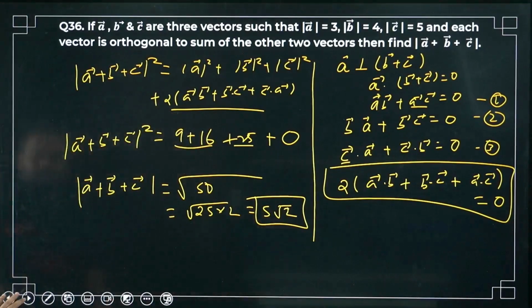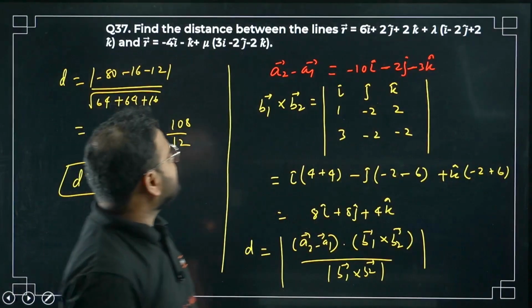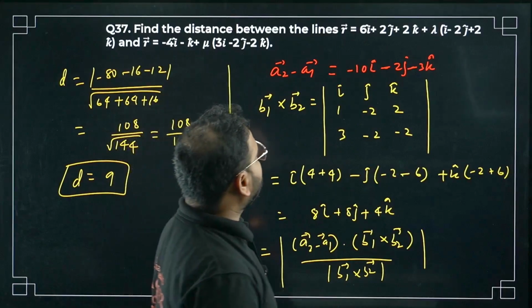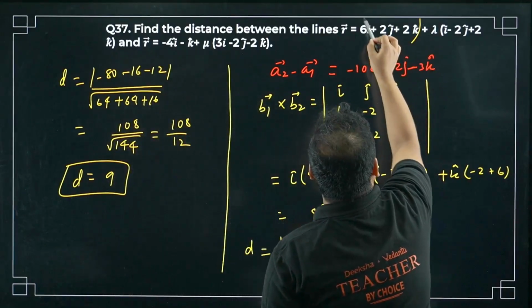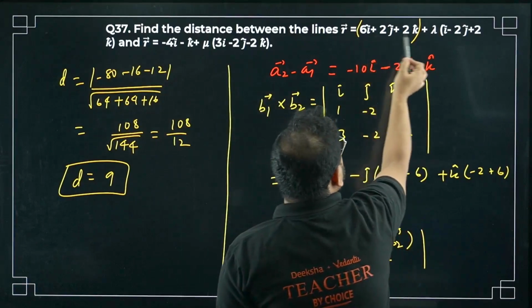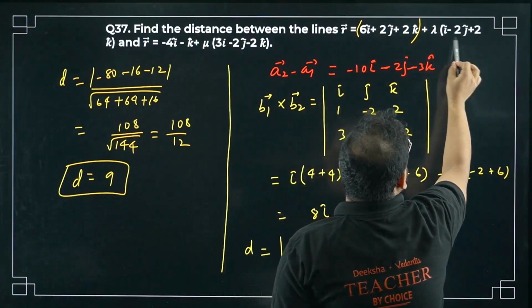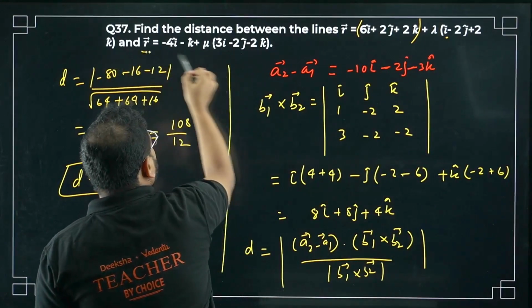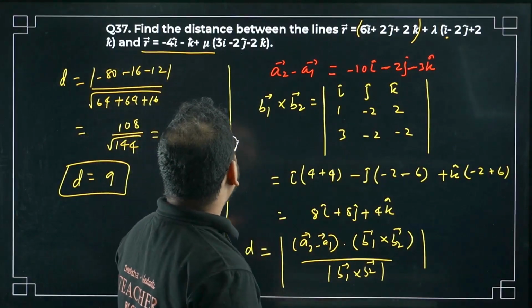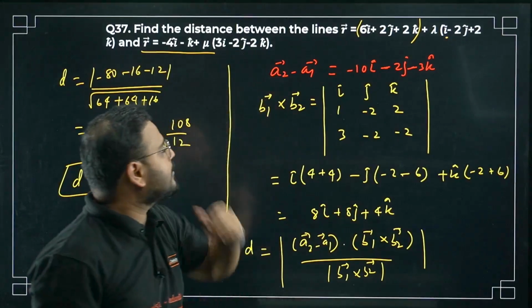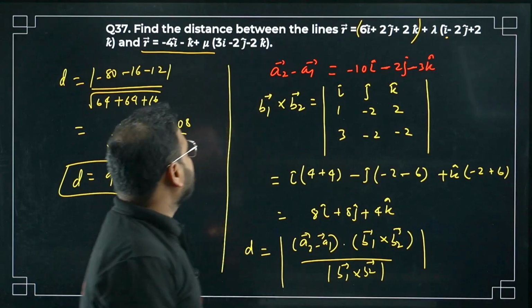This is very simple. Find the distance between the lines r equals 6i plus 2j plus 2k. This is the position vector of the point which it is passing through, 6, 2 and 2. What I have over here is 1 i cap, 2 j cap and 2 k cap. Another line is r equals minus 4i minus k plus mu times of 3i minus 2j minus 2k. What are they asking? The value of distance d.